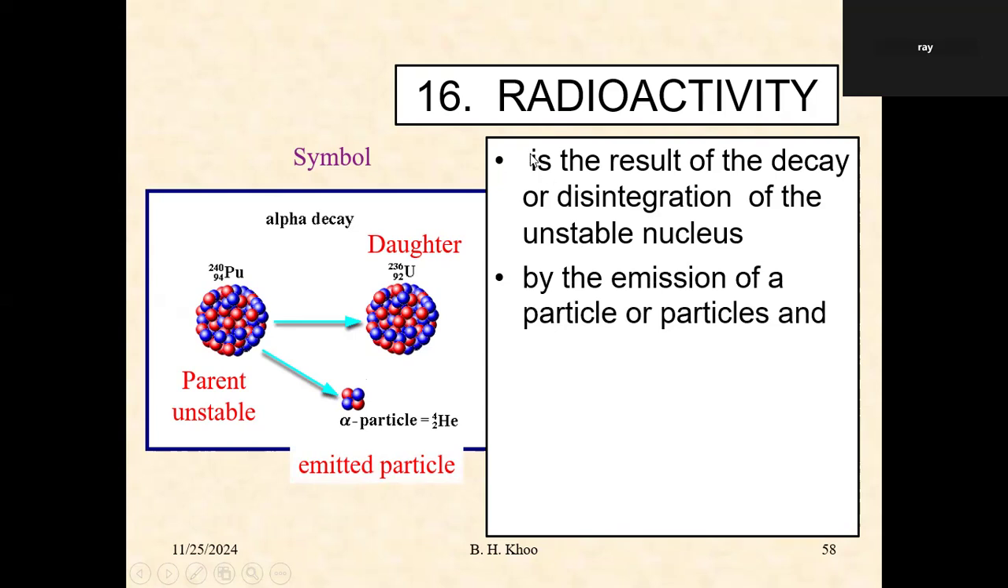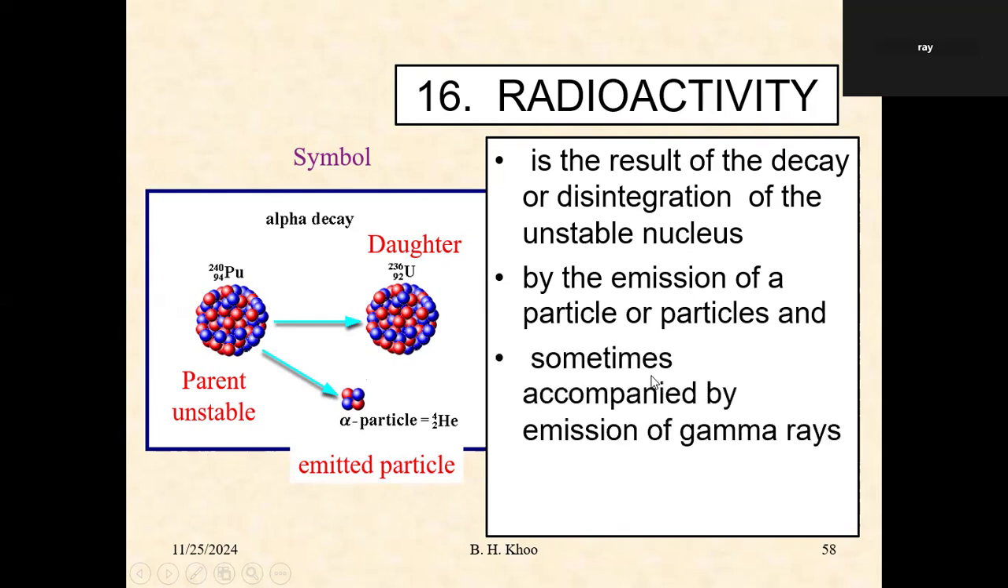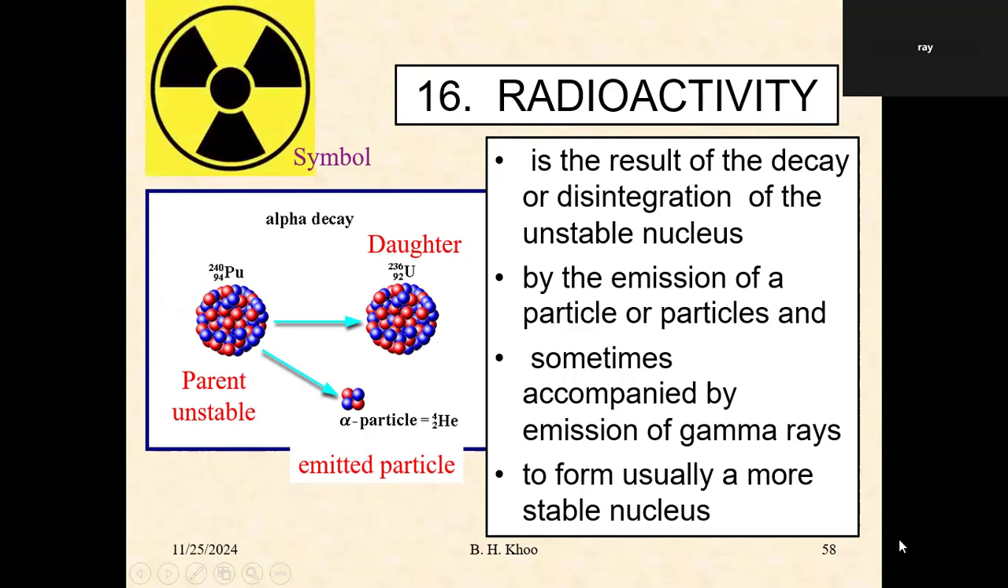So radioactivity is the result of the decay or disintegration of an unstable nucleus by emission of alpha particles or beta particles, and sometimes accompanied by emission of gamma rays. Alpha particle, and then sometimes with a gamma ray also, to form usually a more stable nucleus. You want to form a more stable nucleus, so that's the daughter. And there's a symbol that shows there is radioactive material around the place.